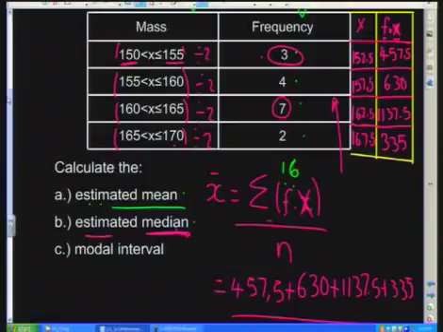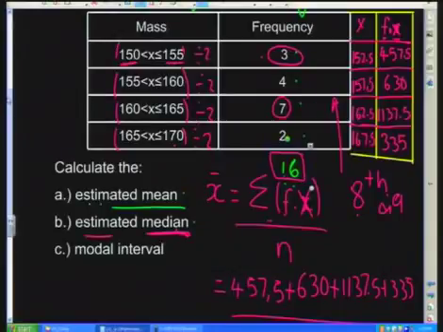So we've got 16 bodybuilders that we are looking at. So we know that the middle value is going to lie somewhere on the 8th data point. How did I get that? I simply took 16 and divided by 2. So it's going to lie somewhere between the 8th and 9th value.